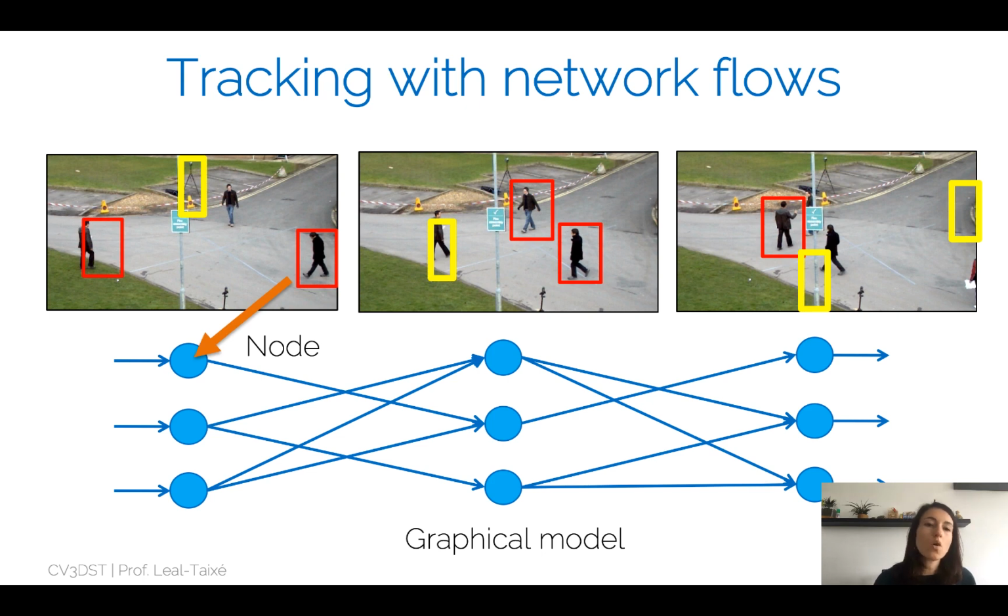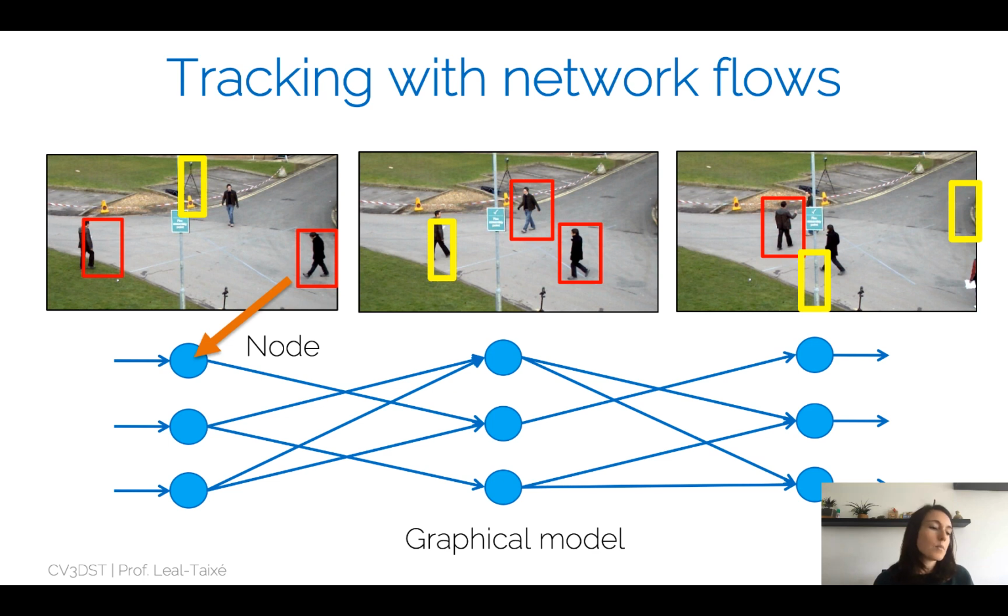So essentially all the nodes at frame t will be connected with all the nodes at frame t plus 1. And these connections will indicate possible trajectories, possible connections between one detection at frame t and one detection at frame t plus 1. And again, we want to do this for all the frames and all the trajectories in the video. So we're going to create this large graphical model that is going to include all the detections in all the frames in the video.